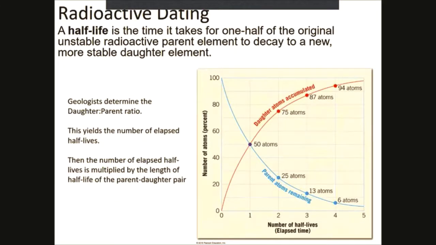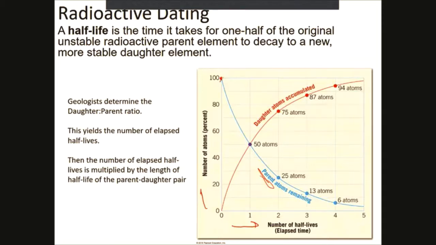The number of half-lives is on the x-axis, and this is the number of atoms present. So initially, at time t equals 0, we have 100% of the atoms are the parent, the radioactive parent. After one half-life, half of the parent decays away. So half of 100 is 50. So 50 of the parents decay away.